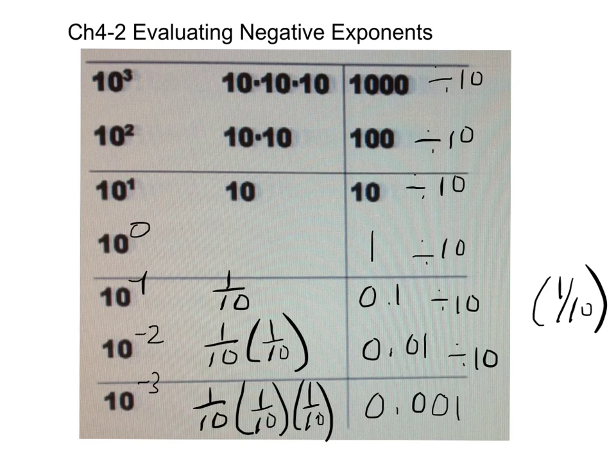So now take a look at the table. Look at the patterns. Can you describe what's happening when we have a negative exponent? Can you figure out what the trick is for evaluating a negative exponent? Well, if you guessed right, the rule for evaluating with negative exponents is to take the reciprocal of the base and change the sign of the exponent.